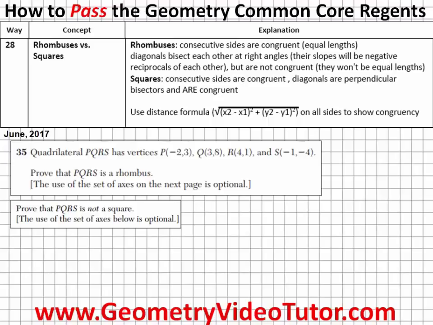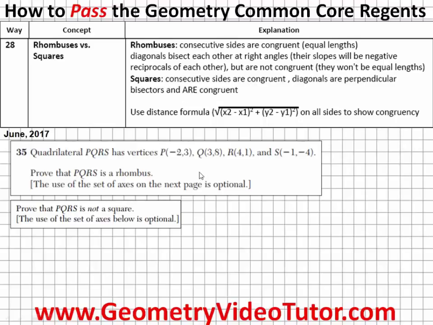Now we need to take that to the next level, and that means we need to look at the diagonals. See, the diagonals in a rhombus bisect each other at right angles, but are not congruent. In a square, they are perpendicular bisectors as well, but they are congruent.